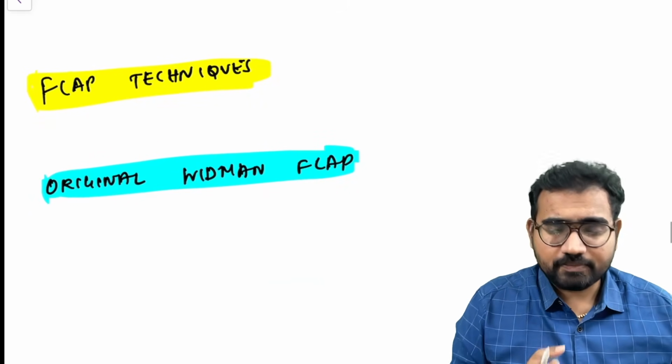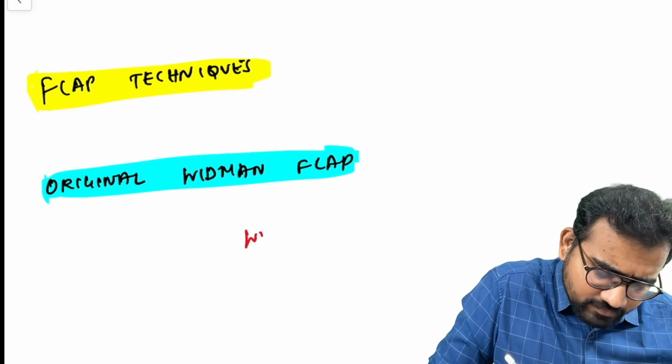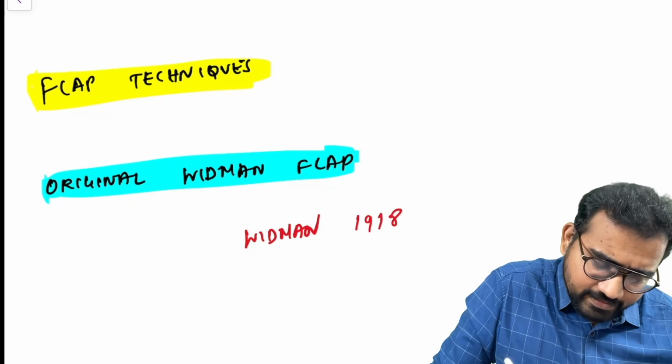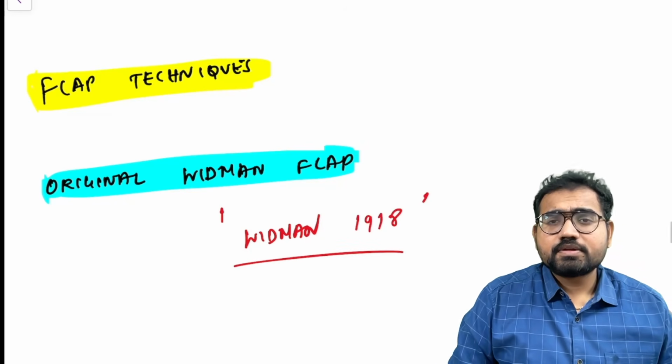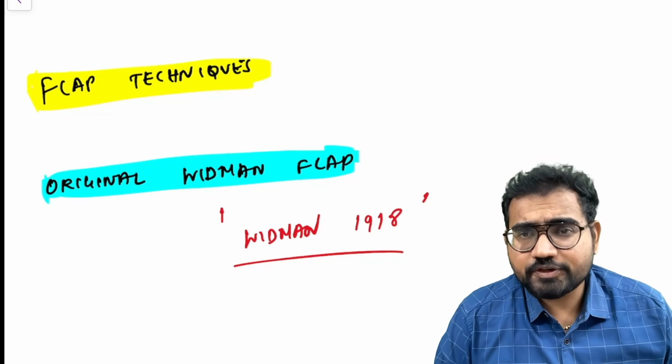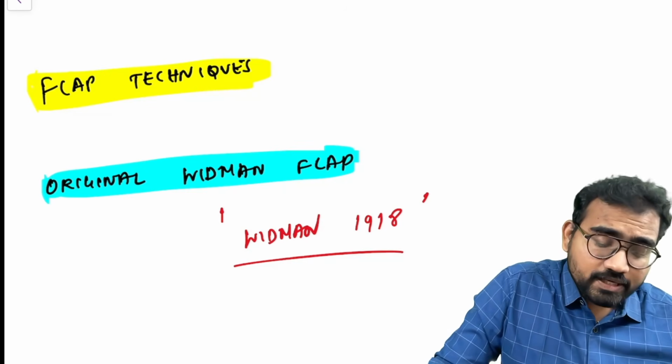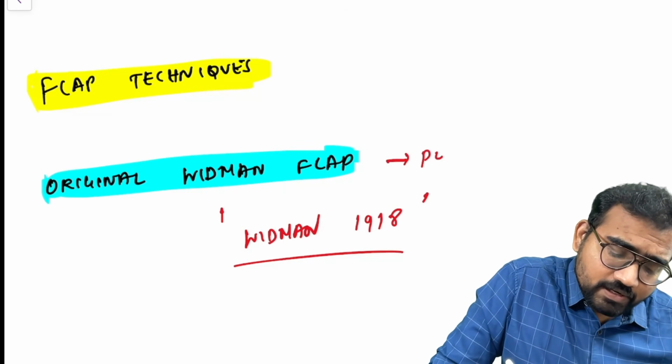Original Widman flap, the first one, is given by Widman, obviously, in 1918. So the original Widman flap was given by Widman in 1918. What is this technique? This technique is a pocket elimination procedure.